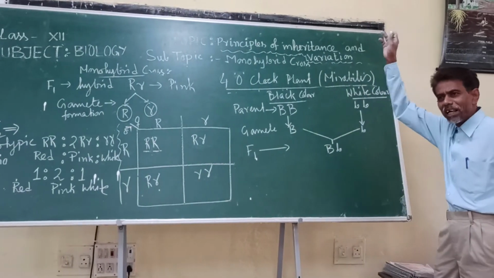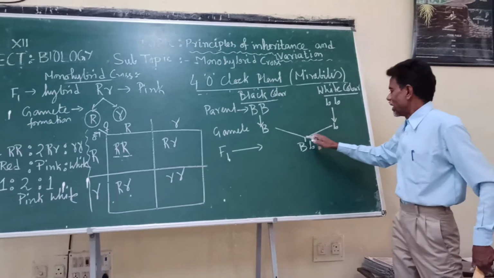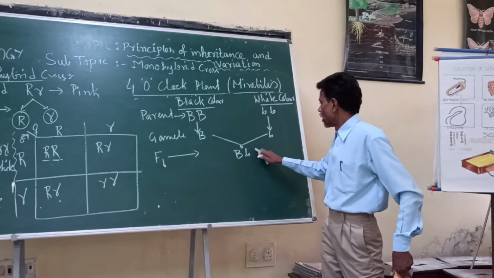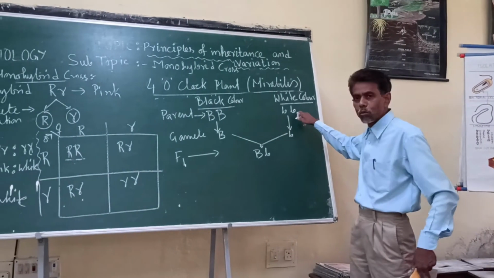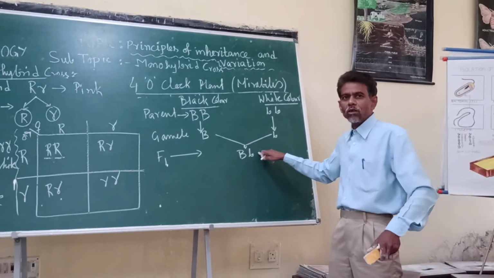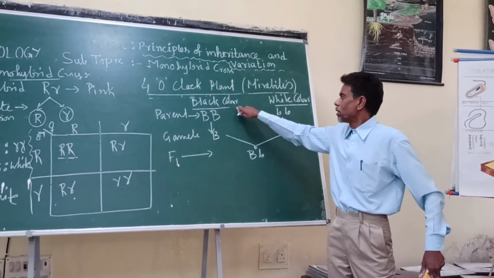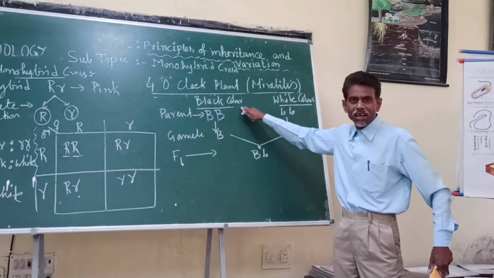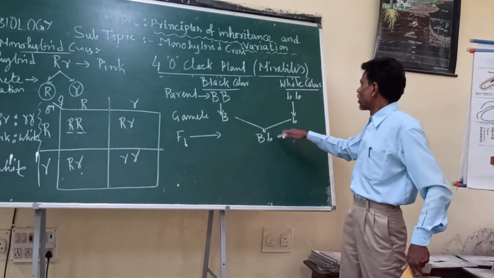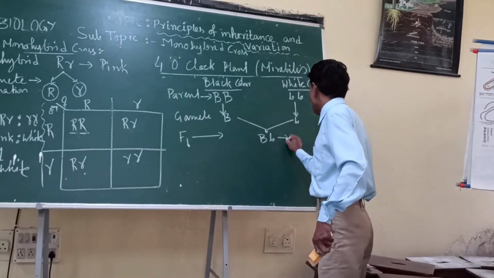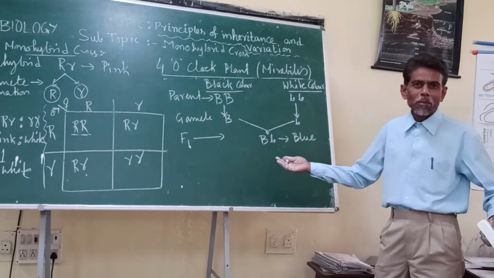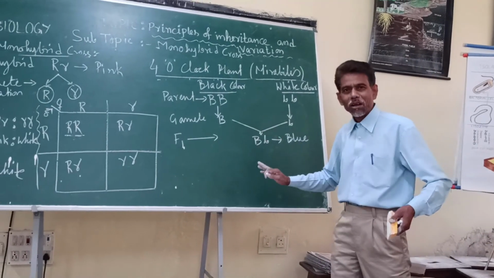If we think about the Mendelian concept, then the capital B would have been a dominant character, masking the effect of small b. So the resultant fowl, whatever chicks were produced, would have been a black color. All were having black color. But no, neither is it black nor is it white. It became blue color. Blue, a new color appears in the F1 hybrid.